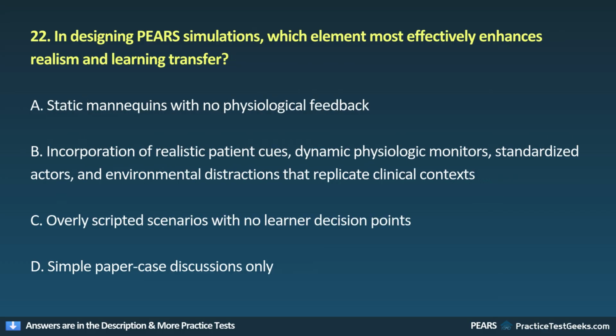22. In designing peer simulations, which element most effectively enhances realism and learning transfer? A. Static mannequins with no physiological feedback. B. Incorporation of realistic patient cues, dynamic physiologic monitors, standardized actors, and environmental distractions that replicate clinical contexts. C. Overly scripted scenarios with no learner decision points. D. Simple paper case discussions only.